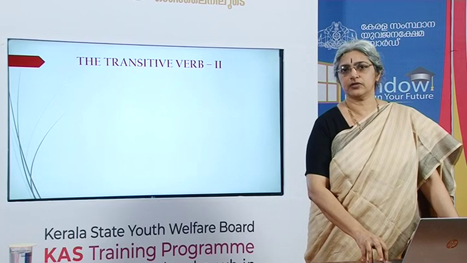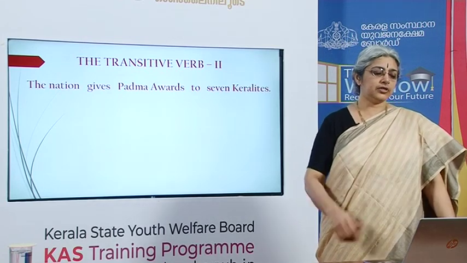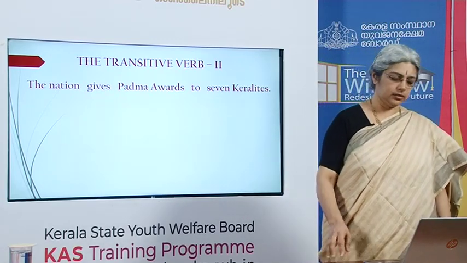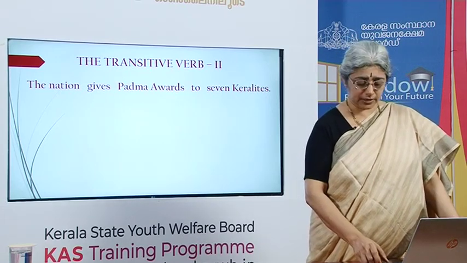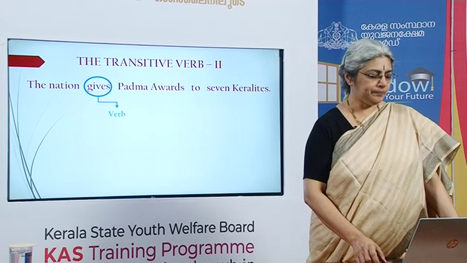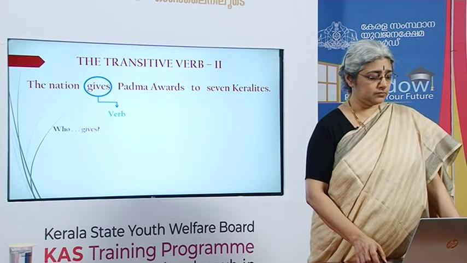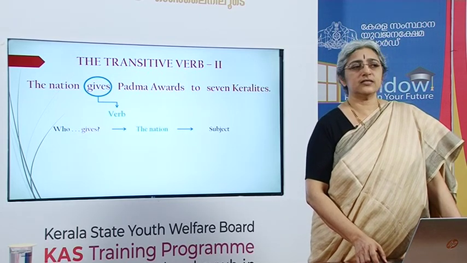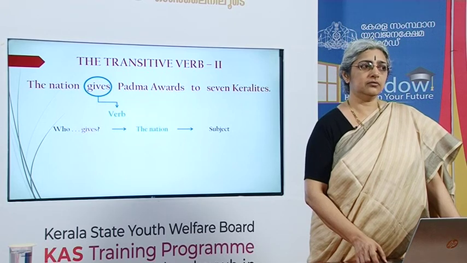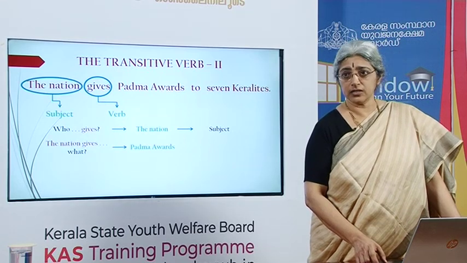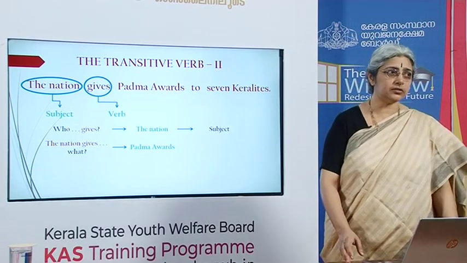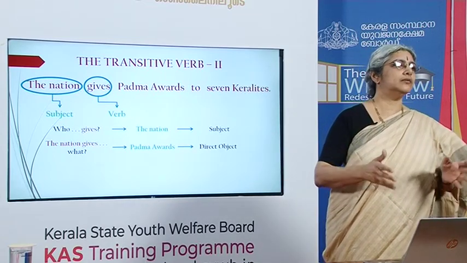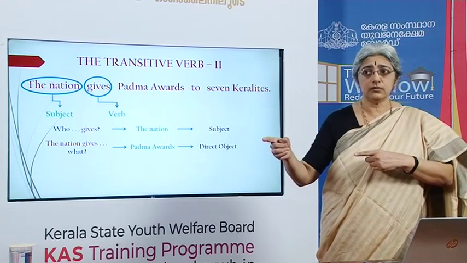So, we have another kind of a transitive verb. You have the nation gives Padma awards to 7 Keralites, which was in the newspapers a couple of days back. All right. So, we identify the verb gives in this sentence. Who gives? The nation. So, what is the nation? The subject. We take the subject and the verb together and we ask the question, what? The answer is Padma awards. So, what is Padma awards? Direct object. So, looks like the verb is a monotransitive verb because it has given us a direct object.